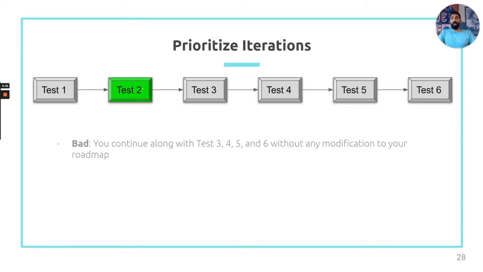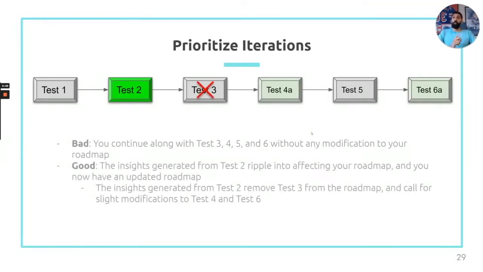So what would be bad is, with the 6 tests that you have, test 2 generated big insights, and then you've decided, okay, well, let's go to test 3, let's go to test 4, let's go to test 5, let's go to test 6. No, no, no. That would be bad. What would be good is the insights generated from test 2 ripple into affecting your roadmap, and you now have an updated roadmap. So it's not a static roadmap, it's dynamic based on the insights you're gathering as you run these experiments.